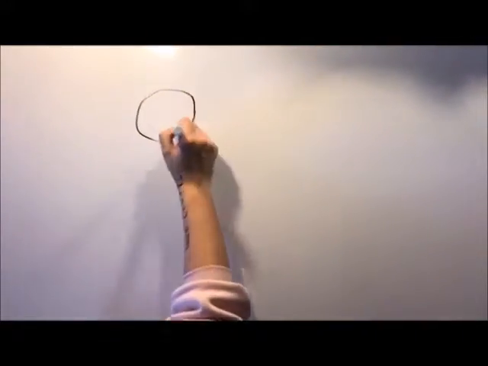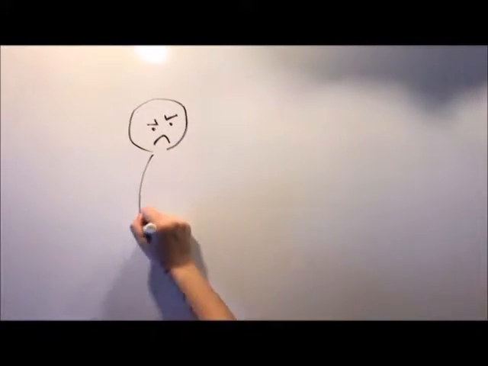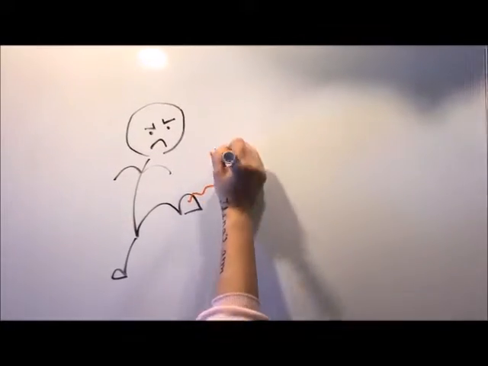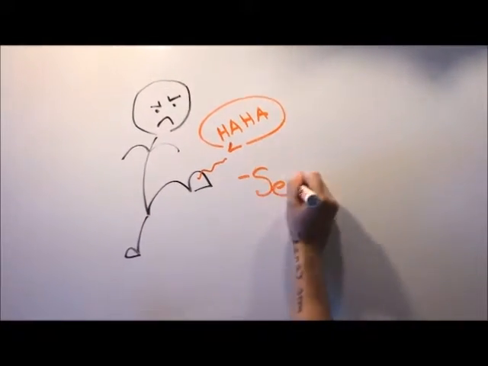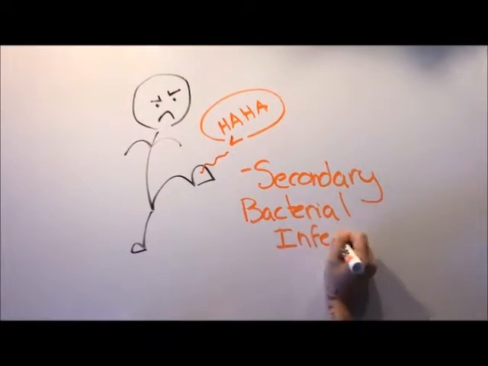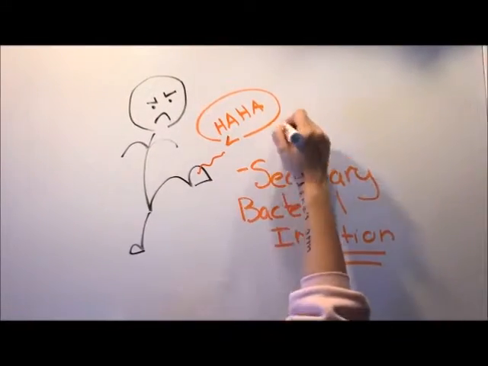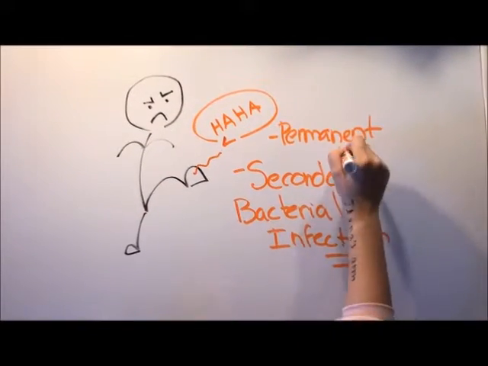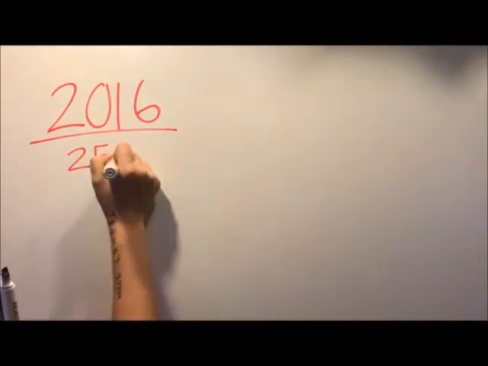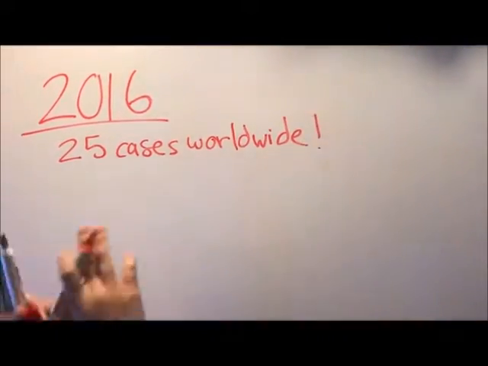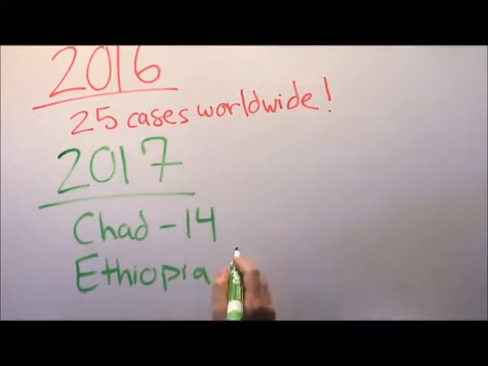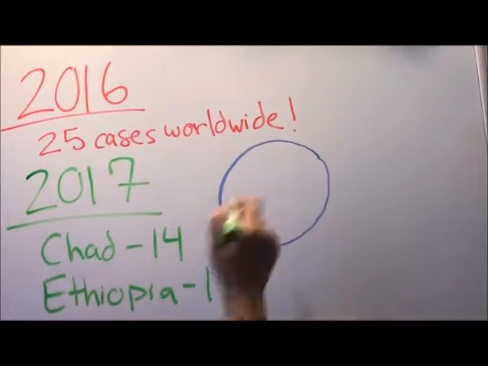When the adult female worm comes out of the skin, it can be very painful, slow, and disabling. Often the wound caused by this worm develops a secondary bacterial infection. This makes the pain worse and can increase the time an infected person is unable to function to weeks or even months. Sometimes permanent damage occurs if a person's joints are infected and become locked. In 2016, 25 cases of Guinea worm disease were reported worldwide, and in 2017, there were 14 reported cases in Chad and 12 in Ethiopia.